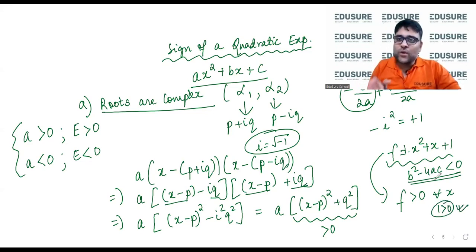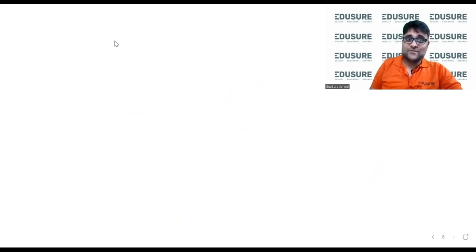So just by knowing the nature of the root and the value of a, which is the coefficient of x square, I can comment on the entire expression being always positive or always negative. Right? Very, very powerful result. Okay. This is the first case when I know that the roots are complex.